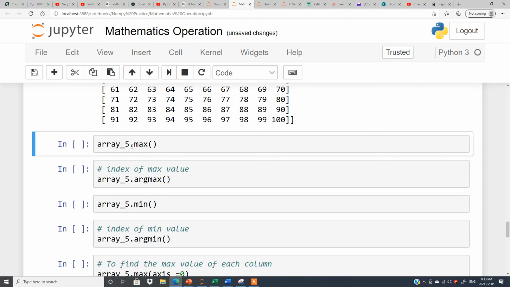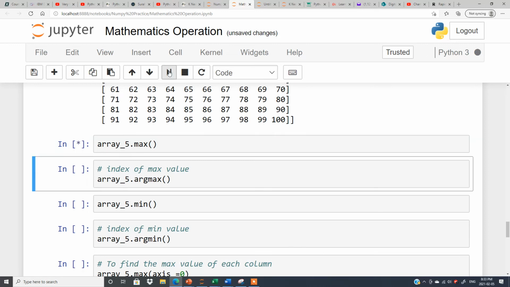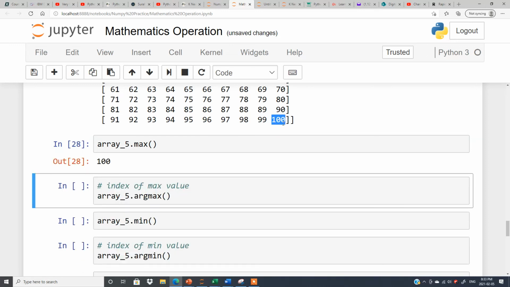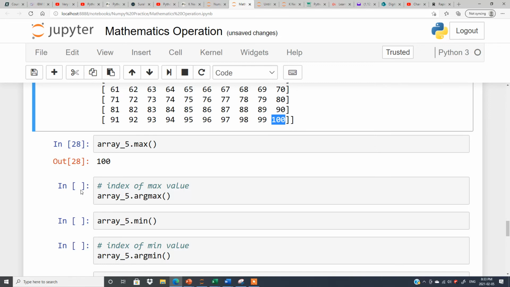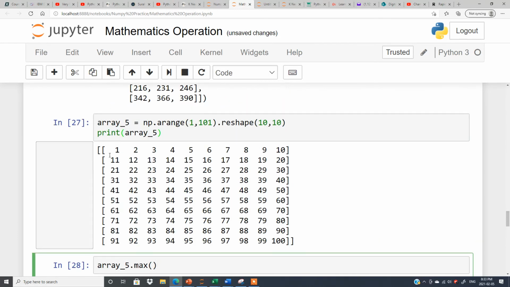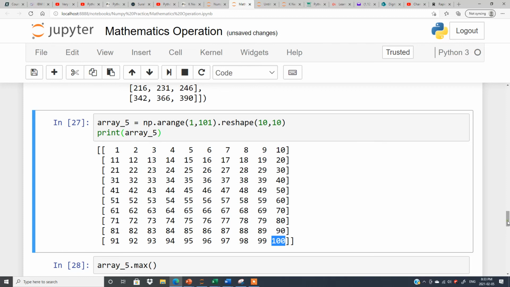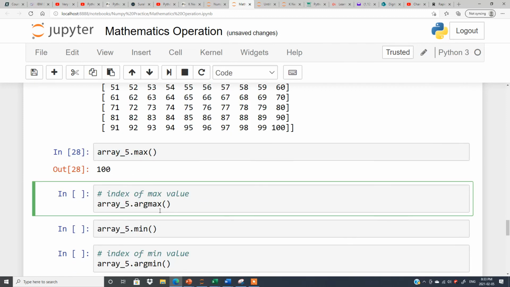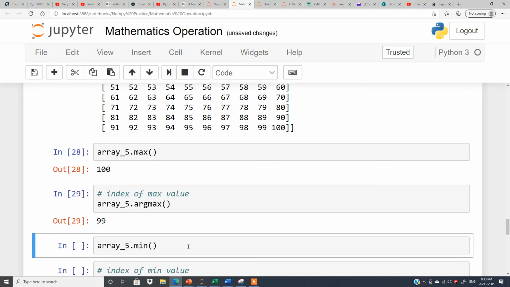Right? Okay, now if I ask what is the maximum number of this matrix, you have to use the dot max function. Execute it and see 100, and you can see here 100 is the maximum value. Now if you want to see the index number of this 100, keep in mind the index starts from 0. You cannot say 1 2 3 and so on. No, 0 1 2 3. So definitely the index of this 100 will be 99. So you have to use arg, right? Argmax will give you the index, which is 99.